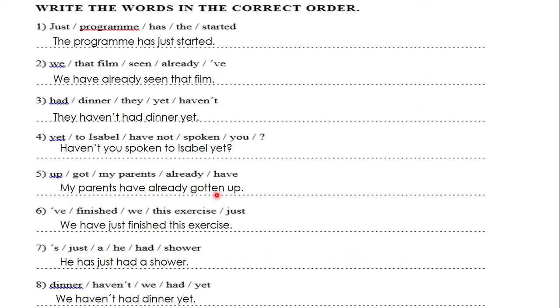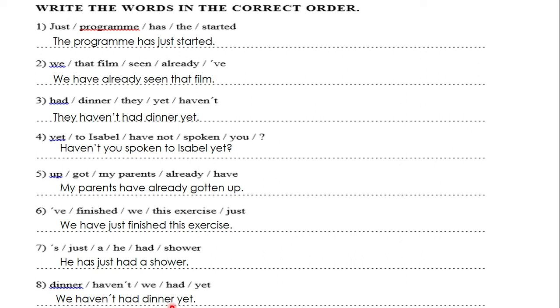My parents have already gotten up. Already comes between the auxiliary have or has and the past participle of the verb. We have just finished this exercise. Acabamos de terminar este ejercicio. Just comes between the auxiliary have or has and the past participle of the verb. Igualito que el already. He has just had a shower. Él se acaba de duchar. Between the auxiliary have or has and the past participle of the verb.